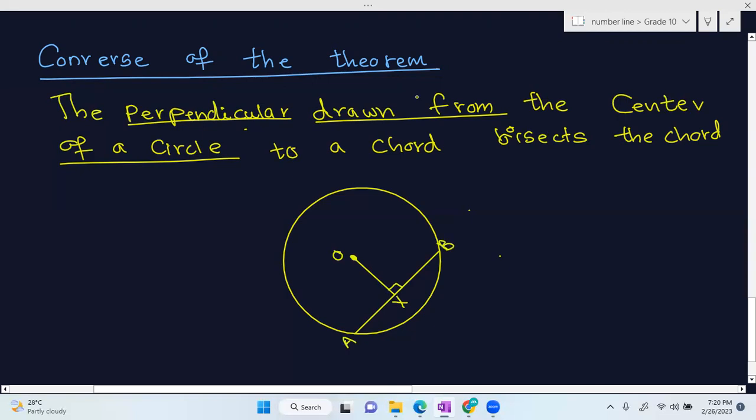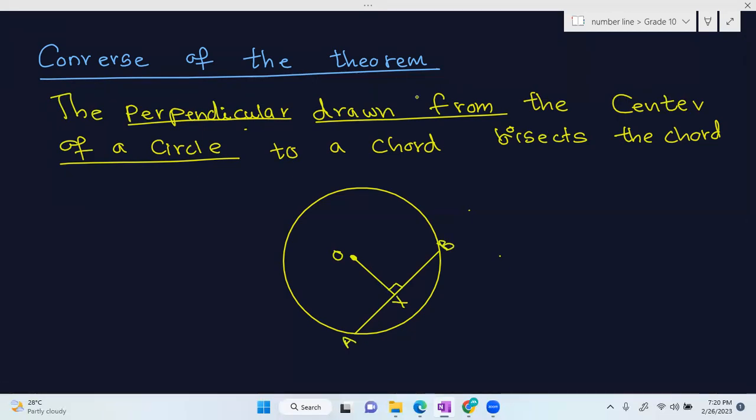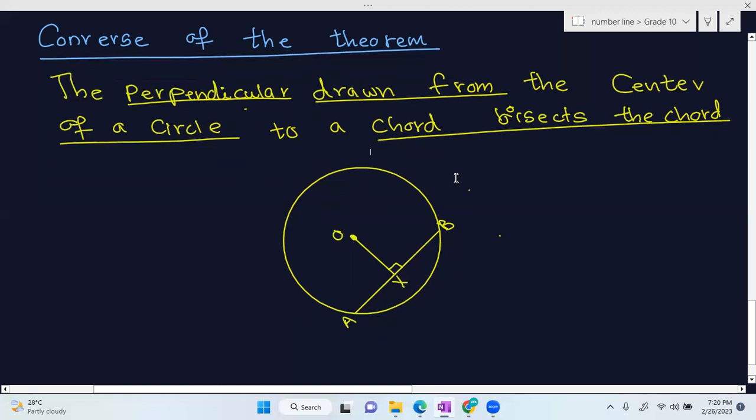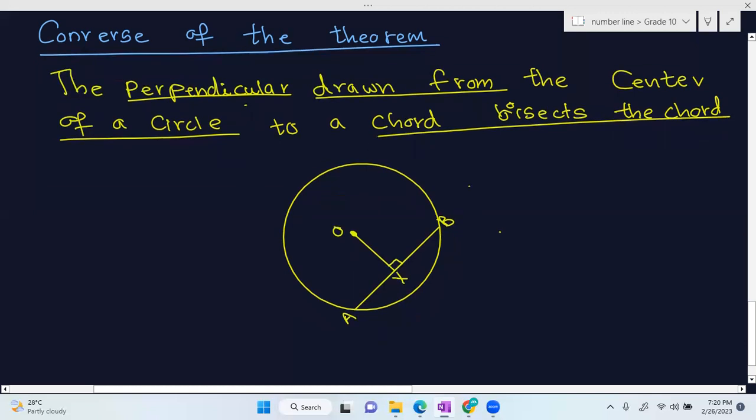Then it says that the perpendicular to a chord bisects the chord. That means the perpendicular drawn from the center to the chord bisects the chord AB. Then we can say that AX is equal to XB. Please write this down. I will explain the difference between the theorem and the converse of the theorem. Okay, write this down.